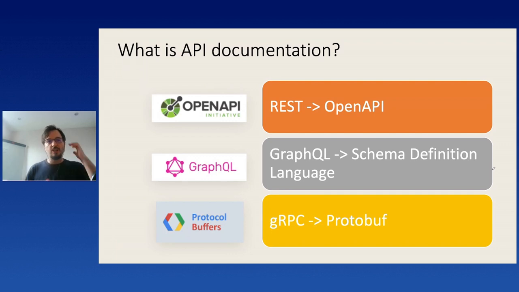These are just the most common types of APIs that we typically work with, but any other type of API that we work with will typically have a preferred standard format of documenting the API. And our best chances of success are when we stick to those standards.